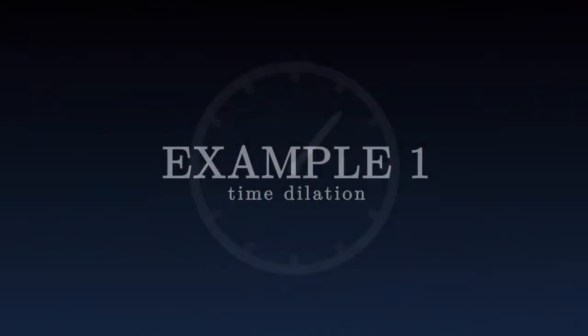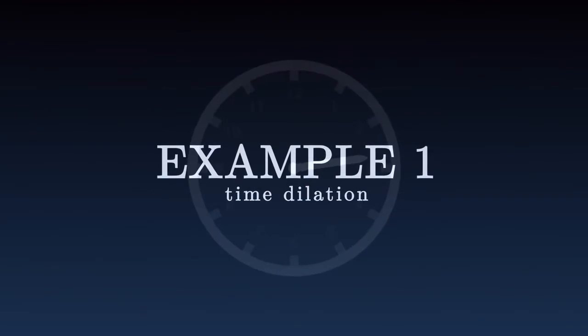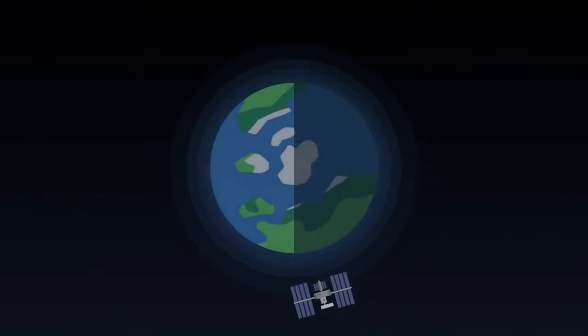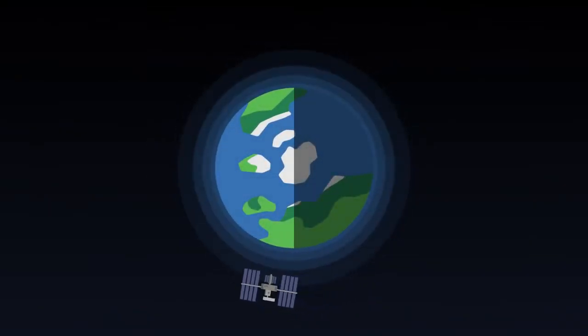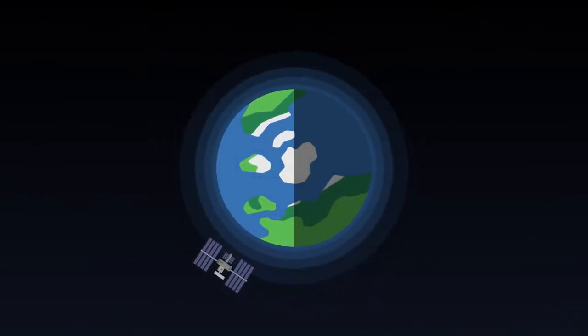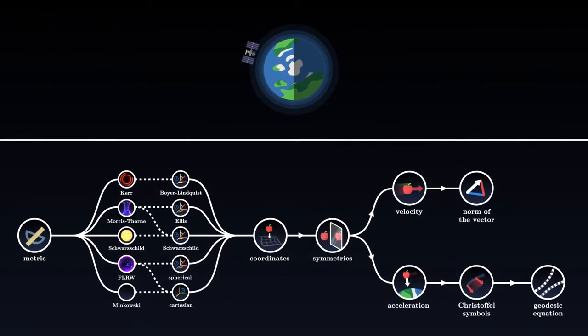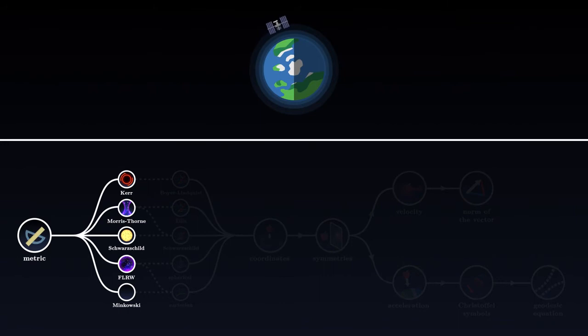Example 1. Time dilation. In this first example, we want to determine the time dilation for an astronaut in the space station. To solve this problem, we will follow the different steps that we described previously. First, let's choose the metric that best fits our situation.